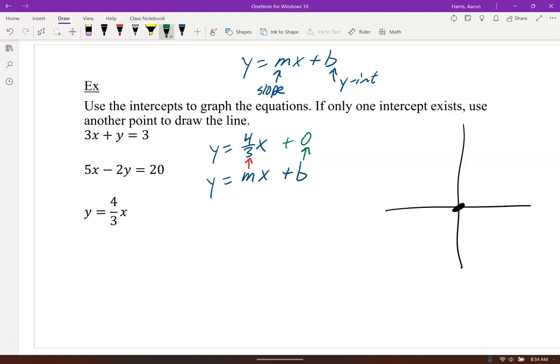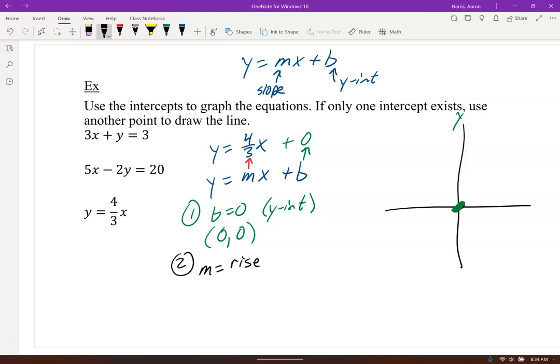So when you're graphing these, the first thing you do is the y-intercept. b equals 0. So that's the y-intercept. Well, if the y-intercept is 0, where it crosses the y-axis right there is 0, right? That's the point 0, 0, in other words. So you put that point on the graph first. And then the second thing you do is you use the slope. We know the slope is rise over run, which in this case is the number 4/3.